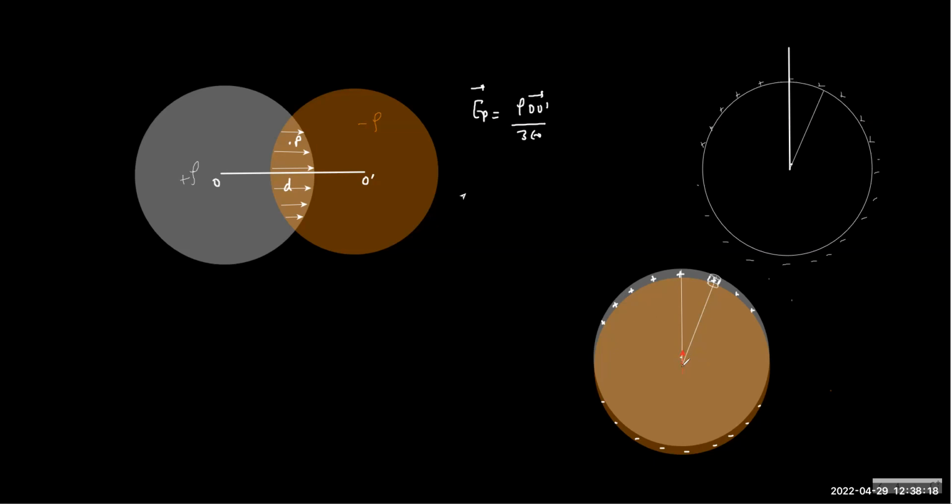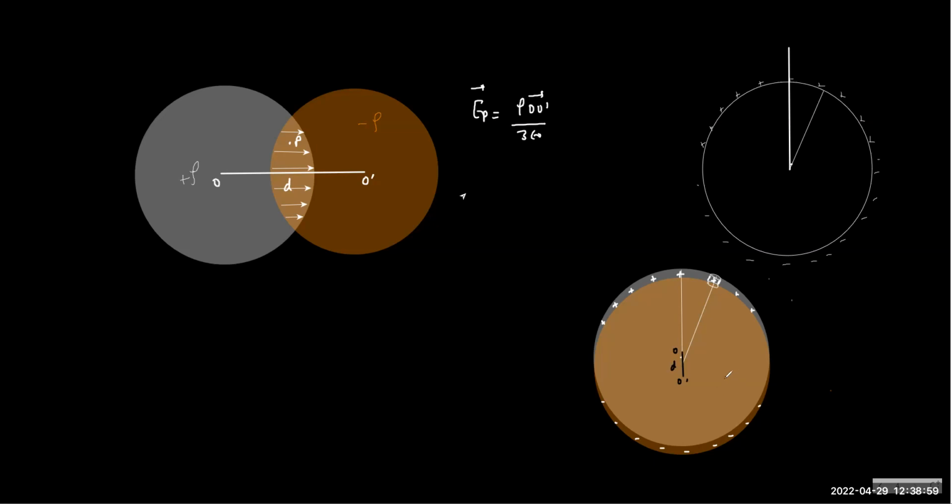A positive center and a negative center, and the gap is... how to represent this? So the center is actually displaced. We do have O dash here. I think black will be better. So we have O and we have O dash. There is a small gap. Let's call it D.